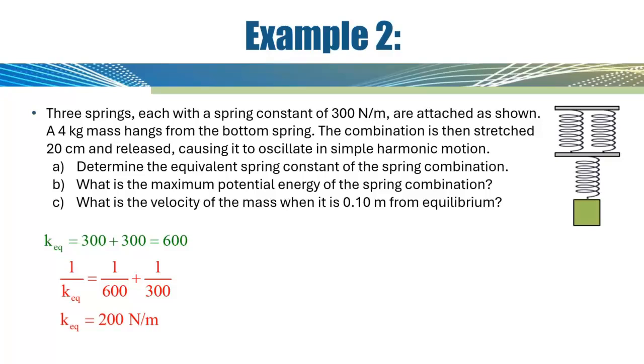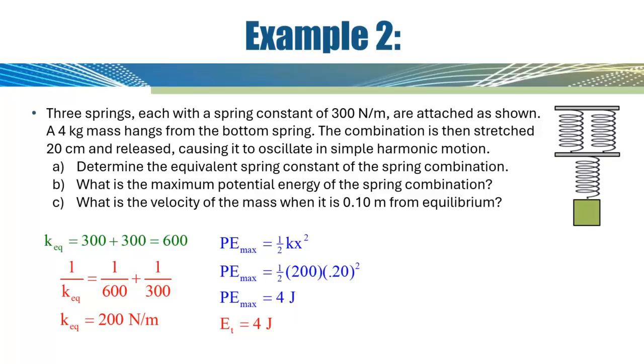What is the maximum potential energy of this spring combination as it's oscillating back and forth? Well, the maximum potential energy depends on how far it got stretched. And we stretched it 20 centimeters, which is 0.2 meters. And I'm using the equivalent k value of 200. And we find out that we have a maximum potential energy of 4 joules. At that end point, that potential energy is also equal to the total energy of the system.